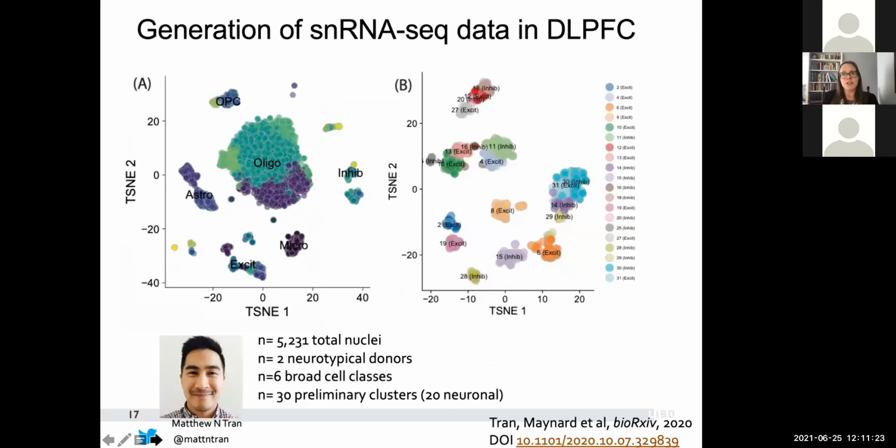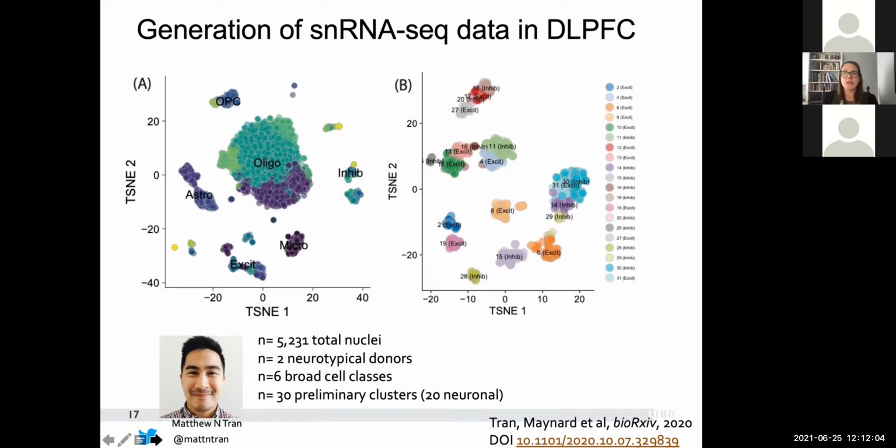So we also wanted to demonstrate the utility of spatial registration for data sets where laminar information is not known a priori. So we generated our own single nucleus RNA-seq data from bulk DLPFC from 2 individual neurotypical donors. This work was done in collaboration with Matt Tran, a graduate student in the Martinowicz lab. And we identified about 6 broad cell types across 5,200 nuclei, including both neuronal and glial populations. We did further clustering of these populations, and on the right, I'm showing you the neuronal subclusters in T-SNE space, which included about 20 distinct clusters of excitatory and inhibitory neurons.